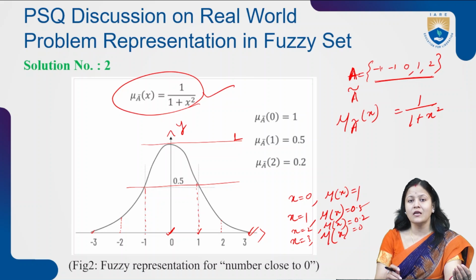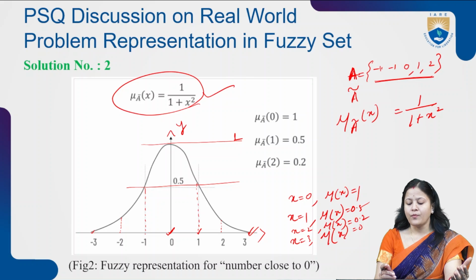So for this real number, as the question is given, how to represent the real numbers which are closer to 0, this can be represented with the help of a symmetric graph or symmetric distribution graph. And here the x-axis represents the crisp values and the y-axis represents the membership values.